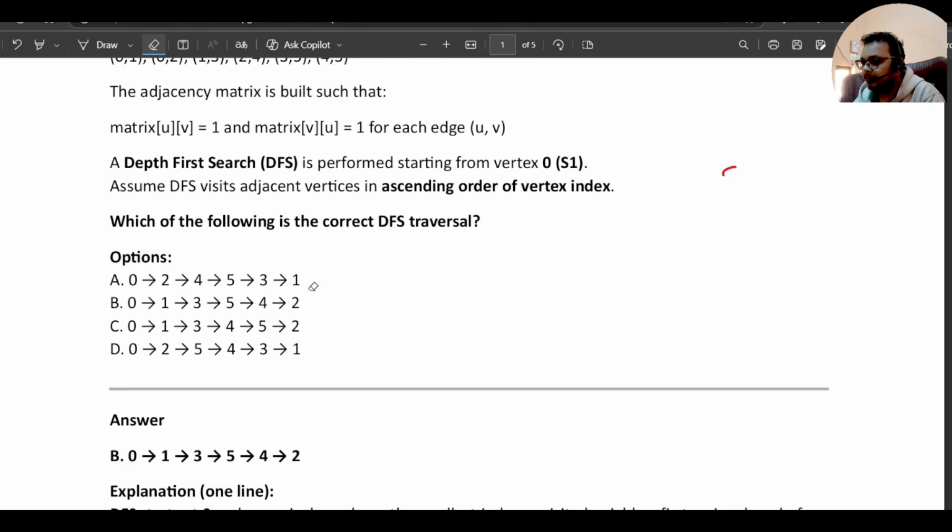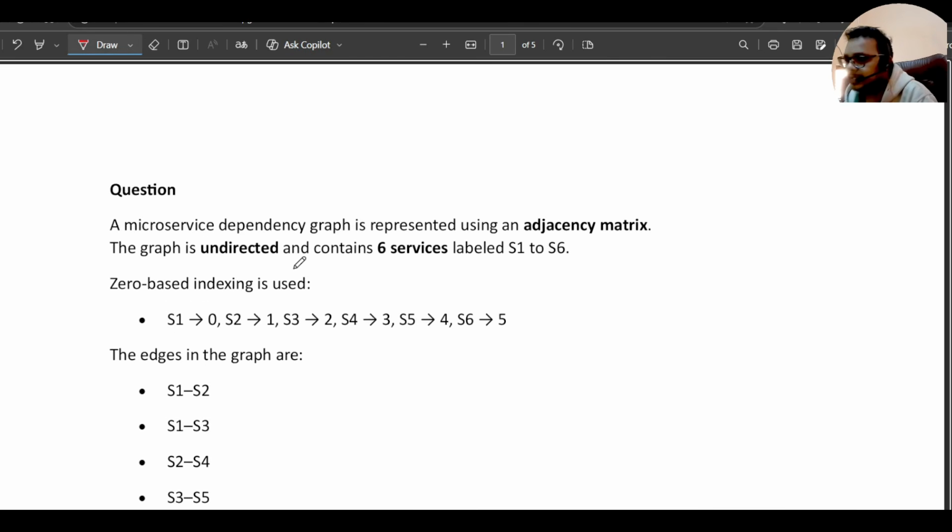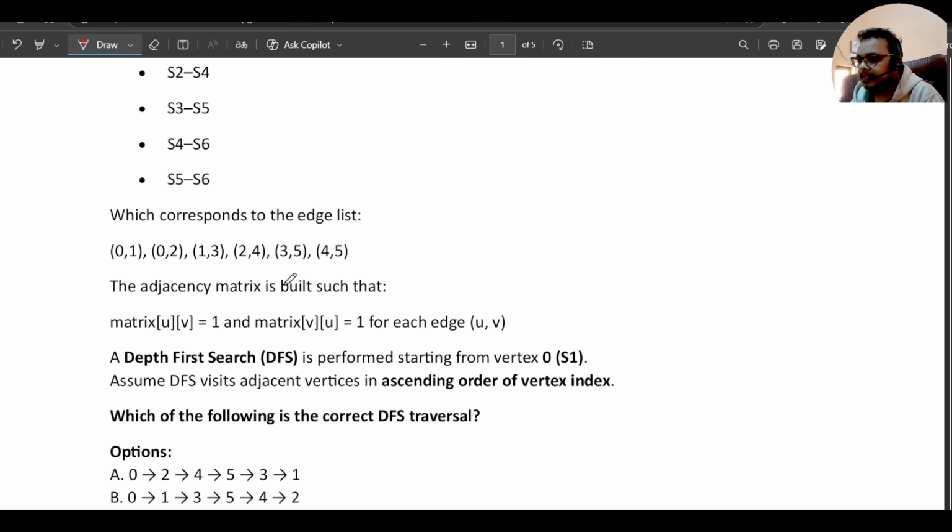In 1 minute, if you want to solve it, first of all, just see some basic details: the graph is undirected, 6 vertices. This is very important. The corresponding adjacency list is already given, and the DFS is performed starting from vertex 0, in ascending order. Now, how do you solve it in 1 minute? Start from 0, we will travel to 1.